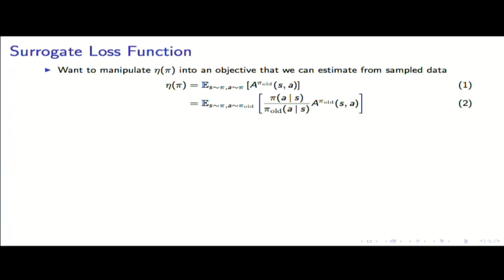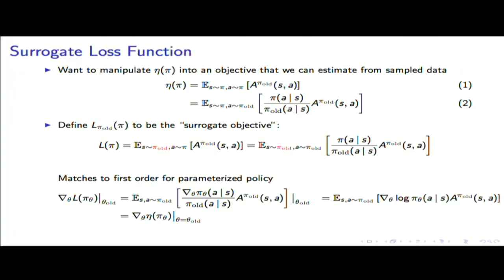To estimate an expectation, you have to sample. Since we don't have everything in closed form, the only way we can estimate this expectation is through Monte Carlo sampling. And so we don't have a good route to estimate eta of pi, to optimize over eta of pi. So what we're going to do instead is find a local approximation to eta.